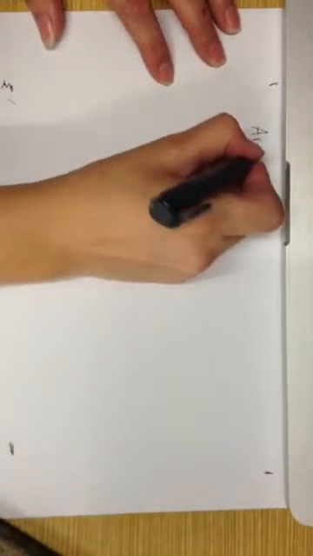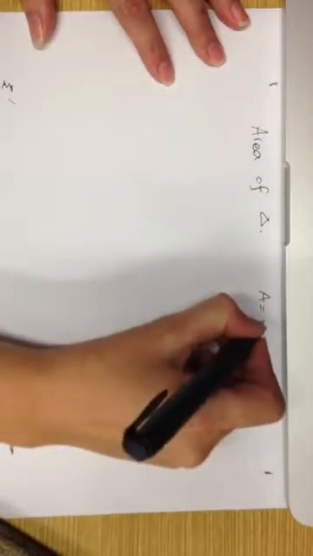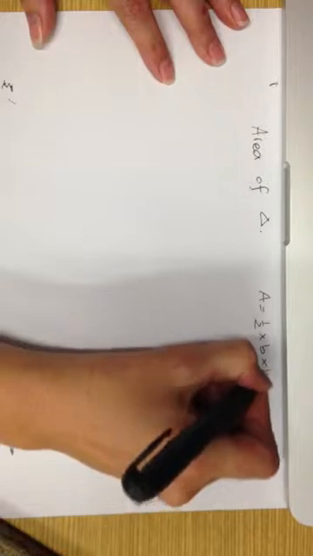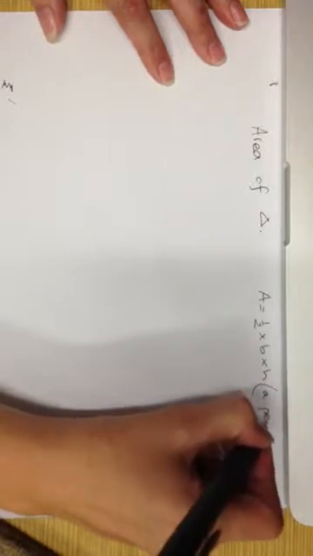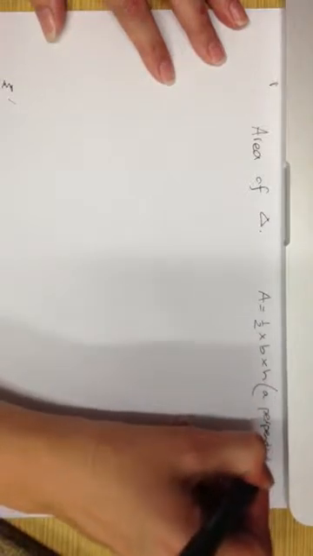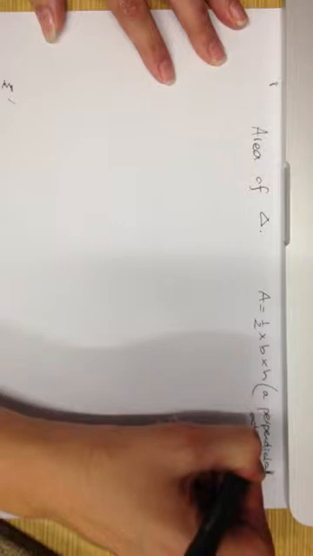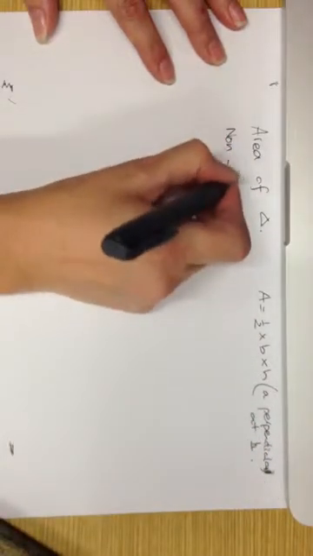Okay, the next rule we're going to have a look at is finding the area of a triangle. Now the rule we've used previously is area equals a half times the base times the height. But in this particular rule, the height had to be a perpendicular height, which meant it had to be at a right angle.